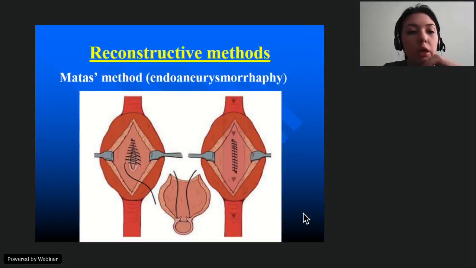So reconstructive methods, the Matas method, for example, and aneurysmorrhaphy. We apply clamps to stop the blood flow. We dissect the aneurysm along its course. We find the normal wall of the vessel, and we stitch it. So we again exclude the aneurysm from the blood flow.